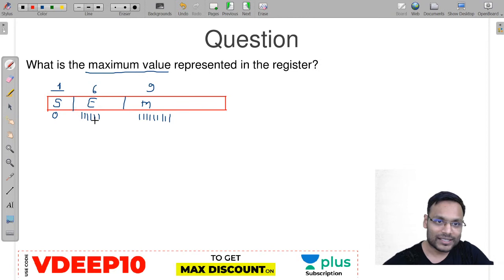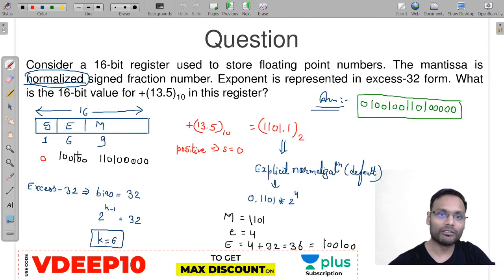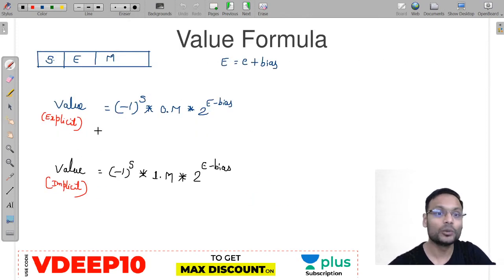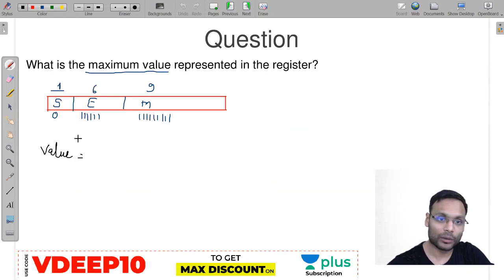Now, if this is the exponent 6 bit ka and this is the mantissa of 9 bits, what will be the value? Value kya hogi iski? What is the value represented by this? Value, you know how to use the value formula. This one I am telling you now. Which exponent? Which normalization? Explicit normalization.